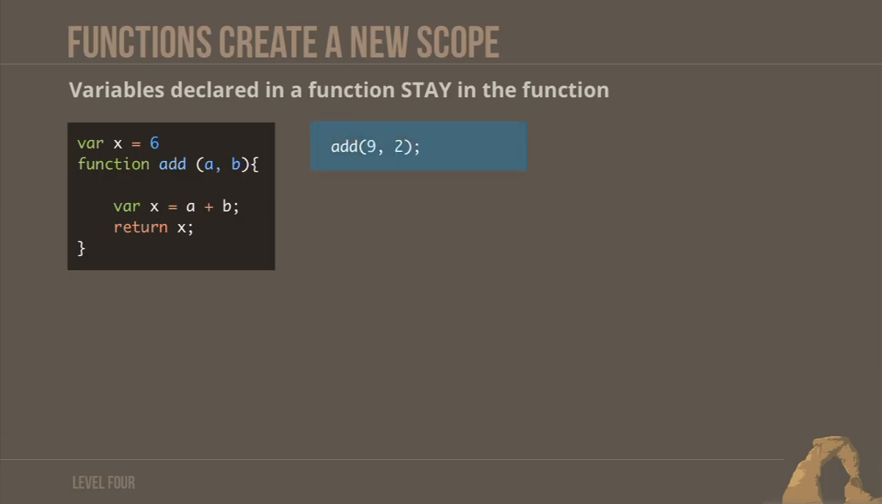So here you can see that if we called the add function and passed in the values 9 and 2, add itself would return 11, but then if we logged out the variable x, we would still get 6. And that's because the internal variable x that got set equal to a plus b did not modify the variable that's on the outside of the function.